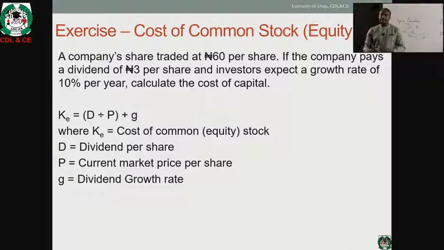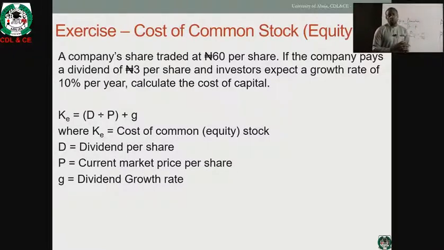It therefore means that when the debtors are settled, the preferred stock is settled, and other obligations not related to equity are settled, whatever the organization has left is what the common stockholders get. If there's nothing left, they go on with nothing. An example, the cost of equity for common stockholders: a company's share is traded at 60 naira per share, the company pays a dividend of 3 naira per share, and an investor expects a growth rate of 10% per share. We should calculate the cost of capital.